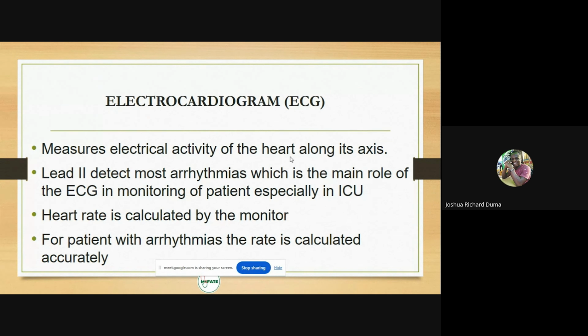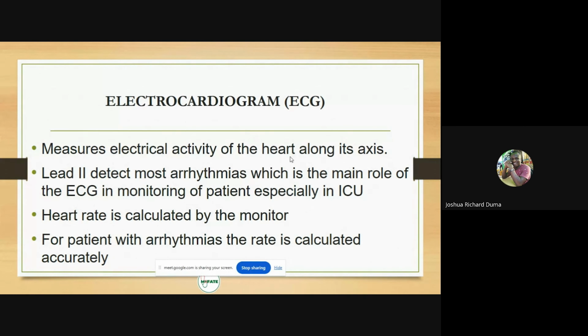The other reason why ECG is important is to detect these arrhythmias early. Once a patient is on a monitor, it's very easy to detect the arrhythmia, the rhythm derangement, early. Once a patient is in arrhythmia, it's very important to detect it early, and the only way to detect these arrhythmias is through the cardiac monitor.